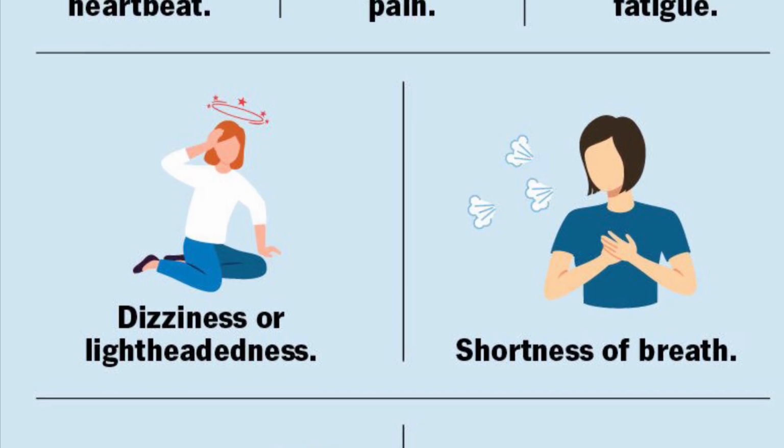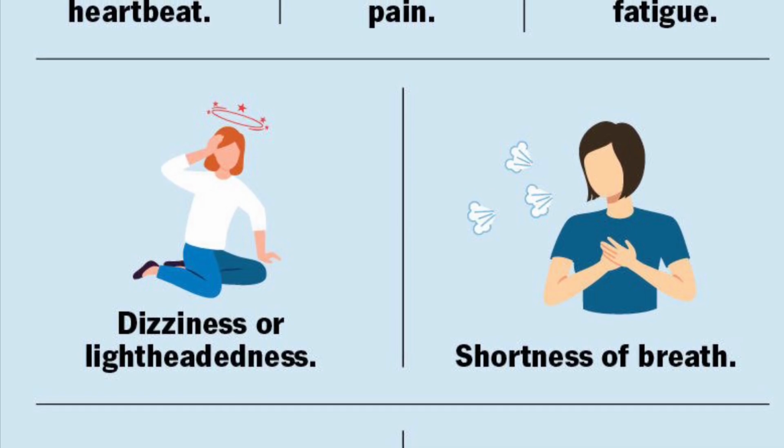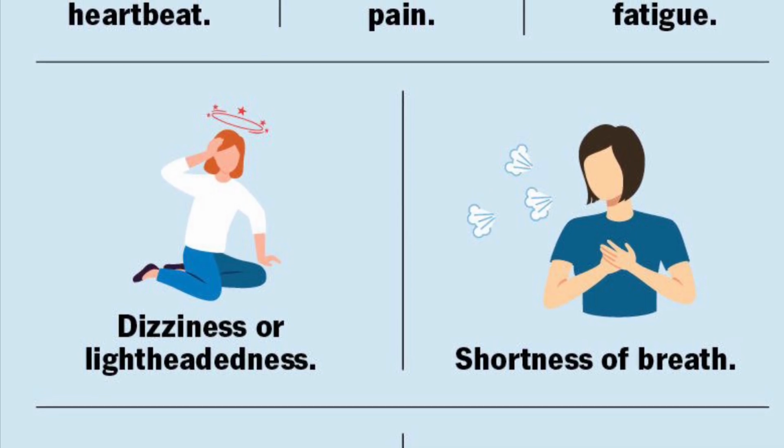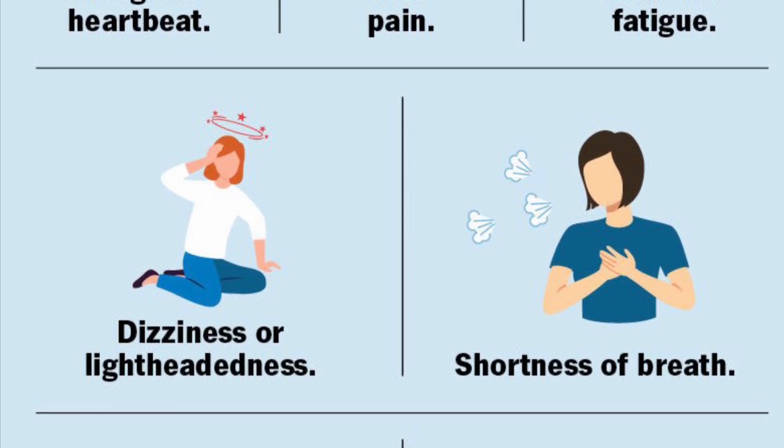That's my heart. Isn't it beautiful? You got 4 chambers in your heart. What's the top chamber called? Atria. What are the lower chambers called? Ventricles.